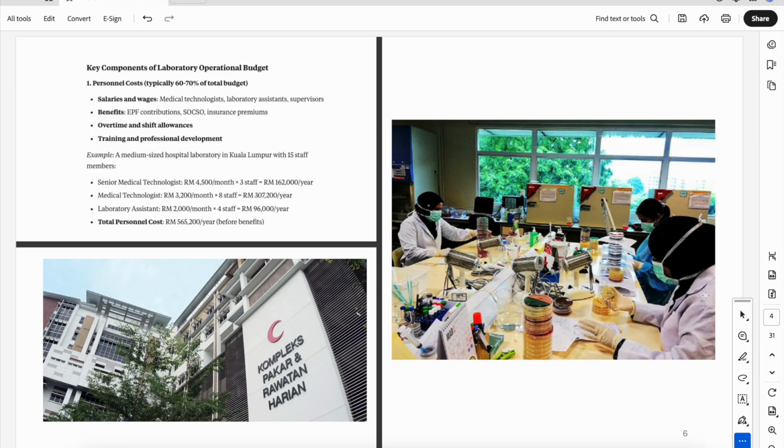So total personnel costs will be 565,200 per year before benefits. When you add benefits, which typically add 20 to 30% to base salaries, you are looking at over 700,000 annually just for personnel.